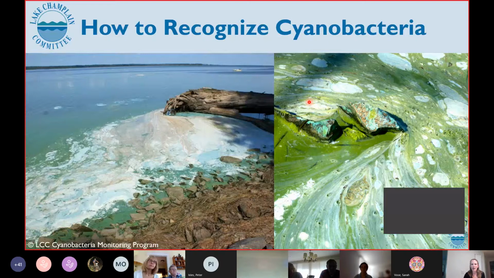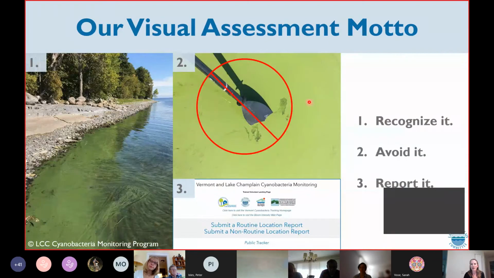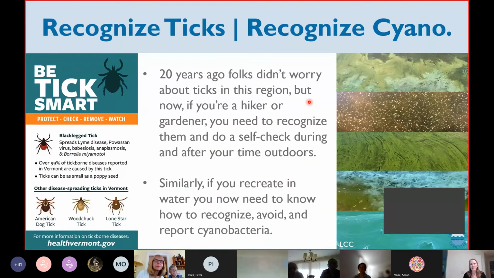So we have a focus in our approach of teaching people how to recognize it, avoid it, and also report it. If you see scummy water, if you see something that you think is cyanobacteria in the water, you want to be cautious, stay out, avoid contact. So why are we so focused on cyanobacteria? It has a lot of positive uses, and it's an important part of the ecosystem. But as Peter was noting, when it gets out of hand, it can be a cause for concern. And the trends are such that we're just seeing more potential for blooms.